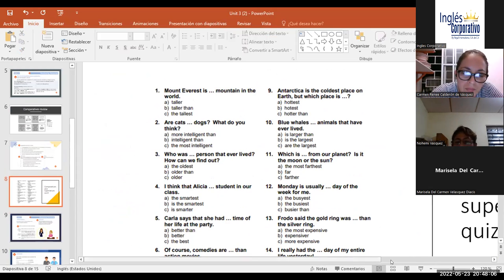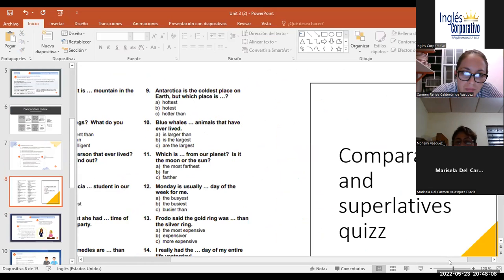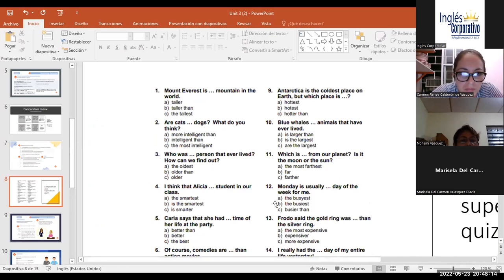¿Cómo se llama? Comparatives and superlatives. Bueno, la número uno. Little C. Sí, the tallest. Ajá, cabal. Mount Everest is the tallest mountain in the world. Que sería un superlativo. Sí.